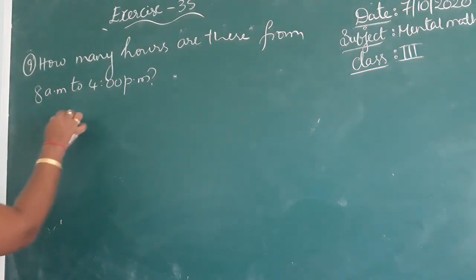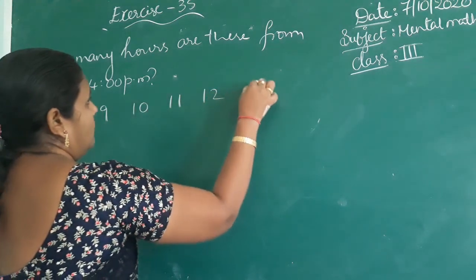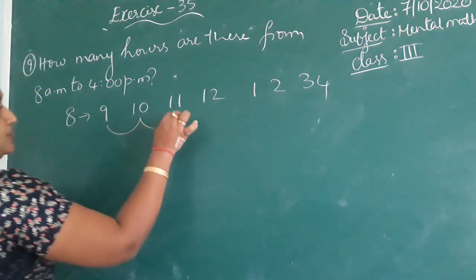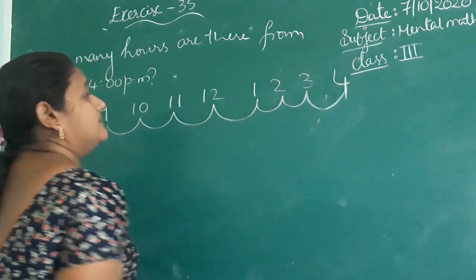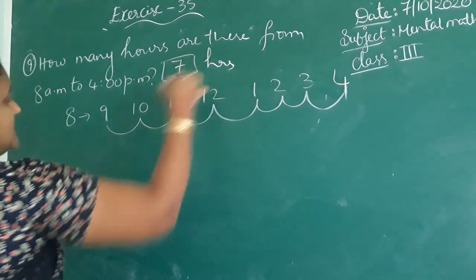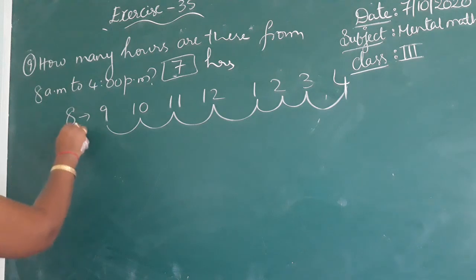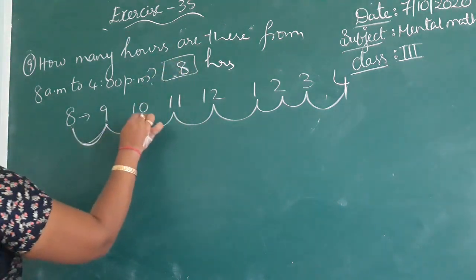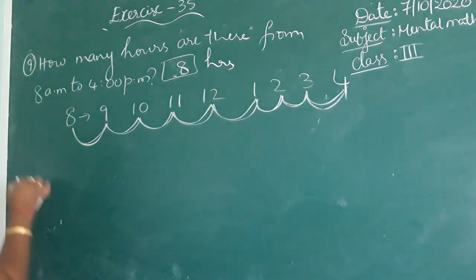8 a.m. means 8 to 9, 10, 11, 12, 1, 2, 3, 4. Total how many hours? 1, 2, 3, 4, 5, 6, 7. So total answer is how many hours? 7 hours. How about you say 8 after 9? So 8 to 9 is 1 hour. 1, 2, 3, 4, 5, 6, 7, 8 hours.